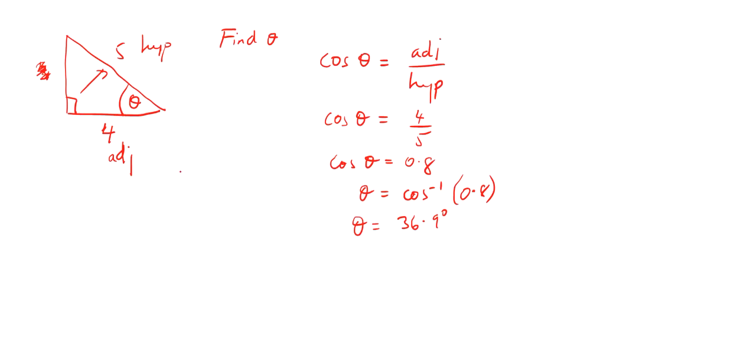Okay, let's do another example. So we have a right angle triangle, and we have an angle here which is 30 degrees, and we have the hypotenuse which is given as 10 cm, and we want to find this here. So the question is to find x.